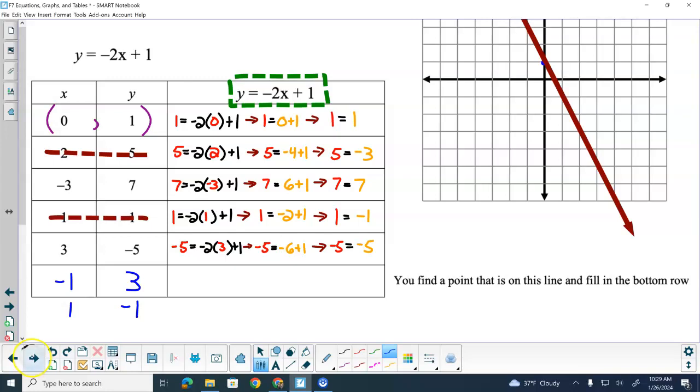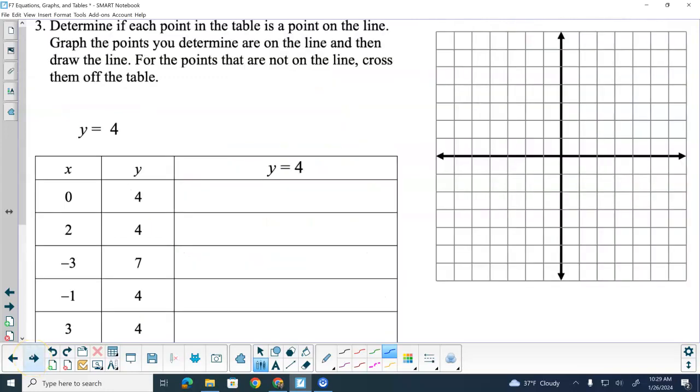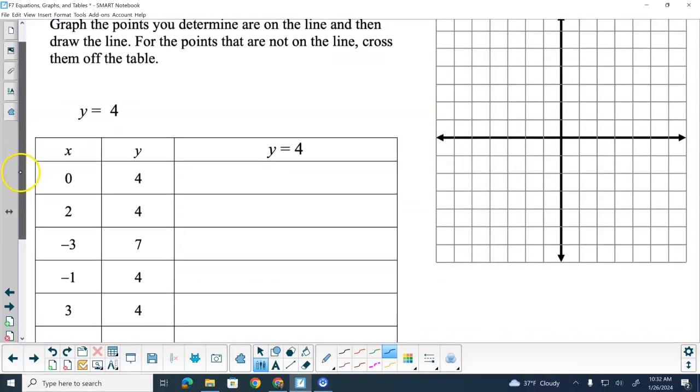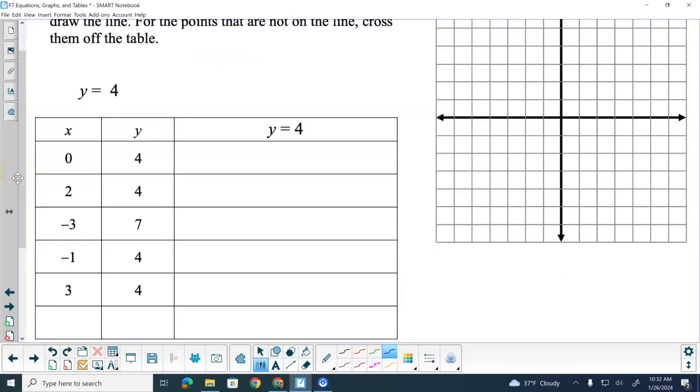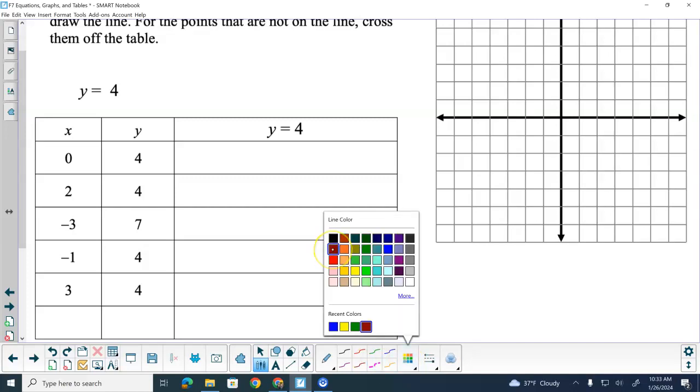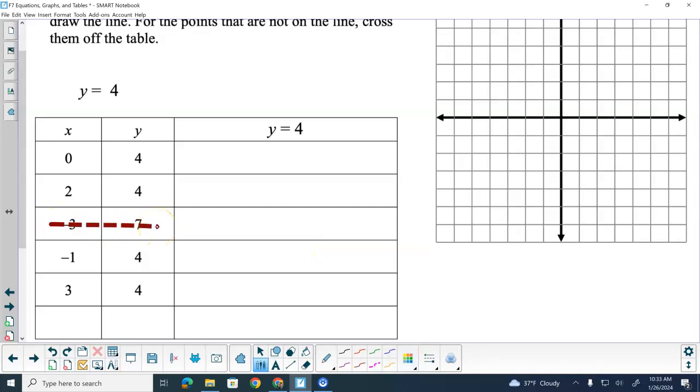What I would like you to do now is number 3. So, of these 5 potential points, one of them doesn't work. One of these points is not like the other one. Negative 3 comma 7. So what would have to be there in order for it to be on our line? It would have to be a 4 there. Okay? This y column all has to be 4s.